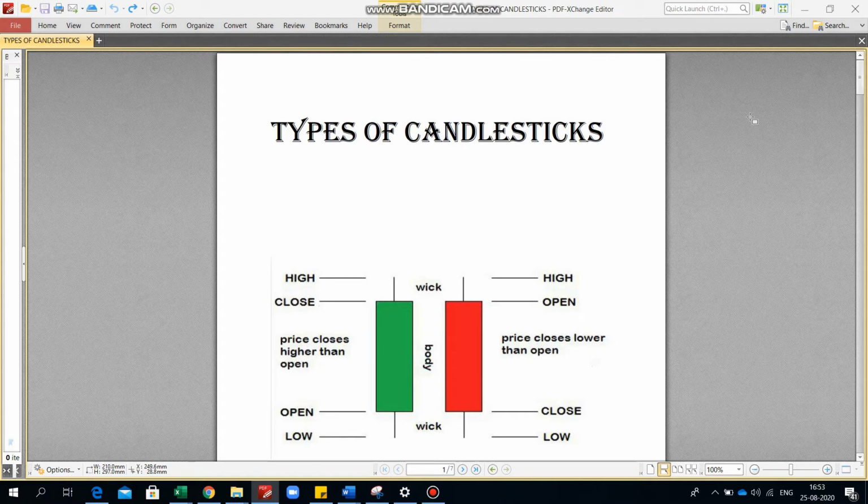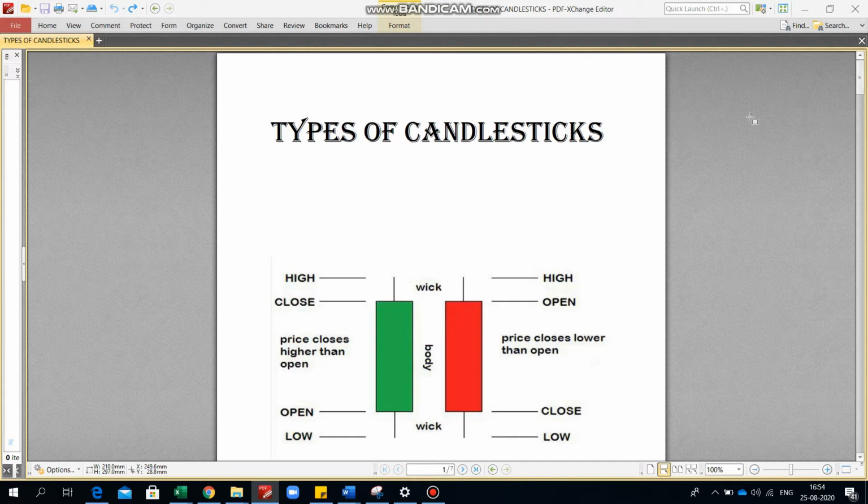Hi everyone. In this video I am going to explain about types of candlesticks. What is a candlestick, the different types of candlesticks, and how can we use these candlesticks. Candlesticks play a very important part when you trade.